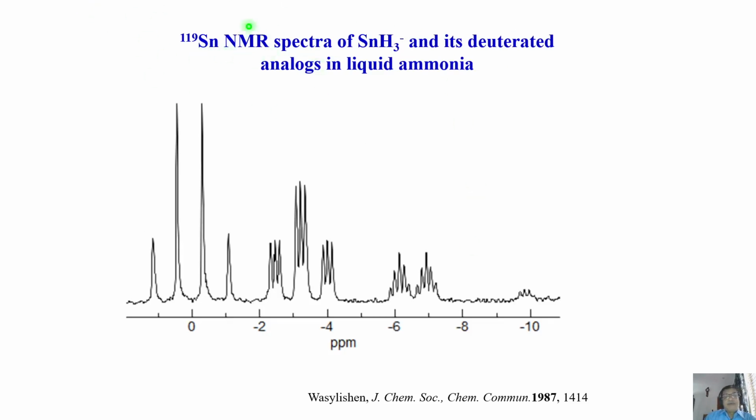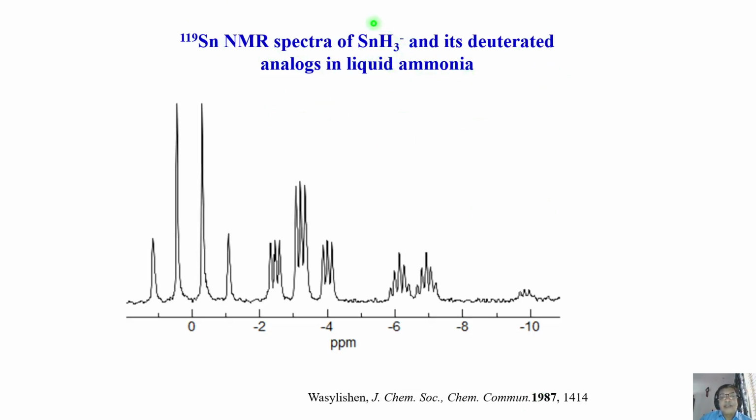This is a tin NMR I am doing. Tin NMR spectra of SnH3 minus and its deuterated analogs in liquid ammonia. This is a statement taken from ChemComm. What is tin-119 NMR? Because it is a spin-half nucleus, remember, tin-119 is NMR active. Abundance is about 78%, doesn't matter. So now we are looking at the tin-119 NMR. The answer lies in the statement here: deuterated analogs in liquid ammonia. How many deuterated analogs can you think of?